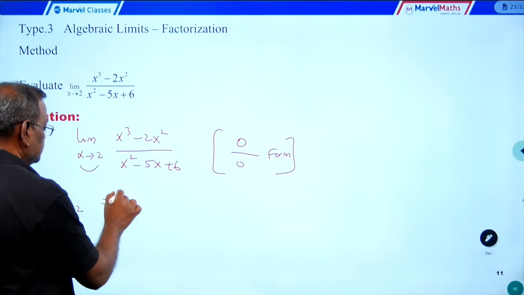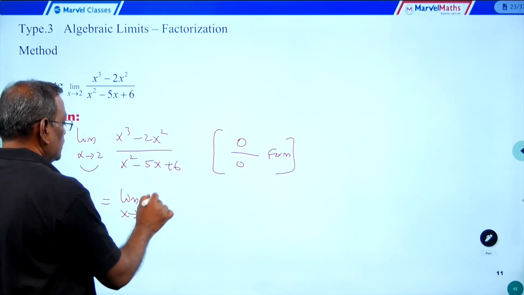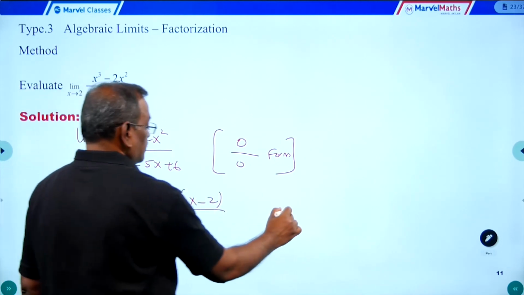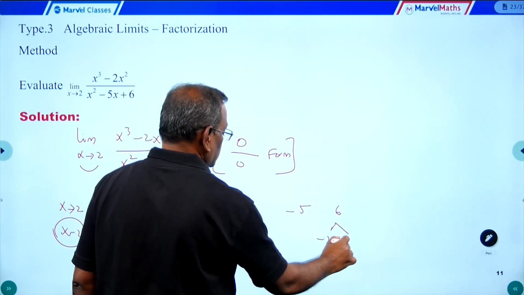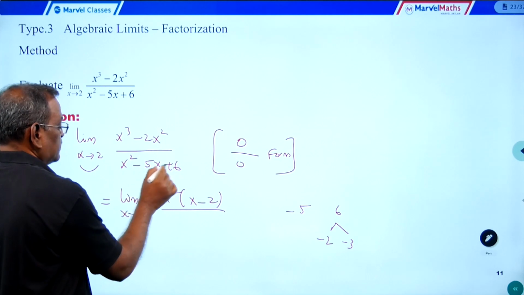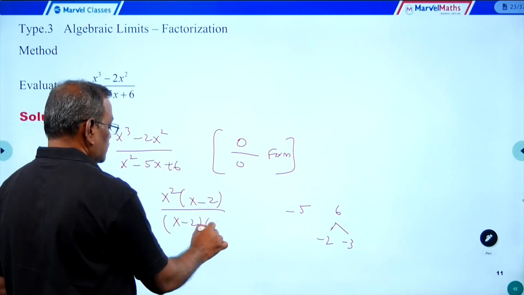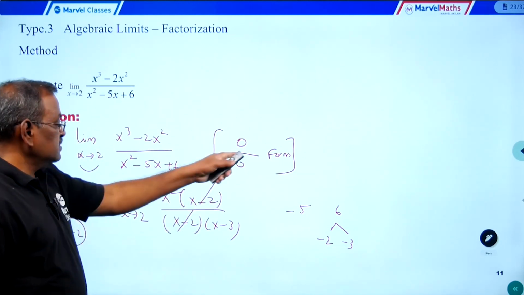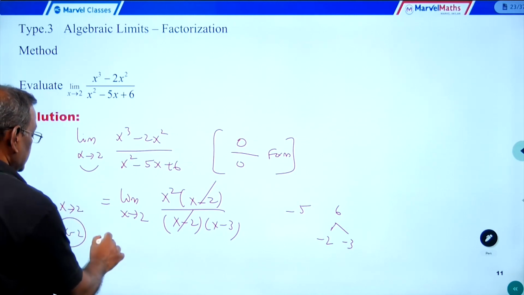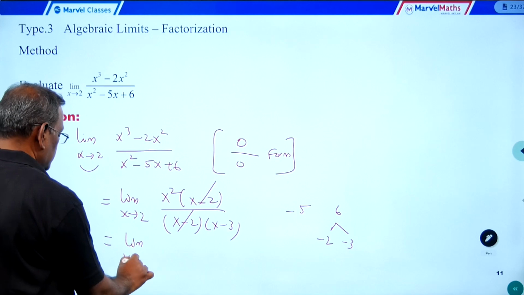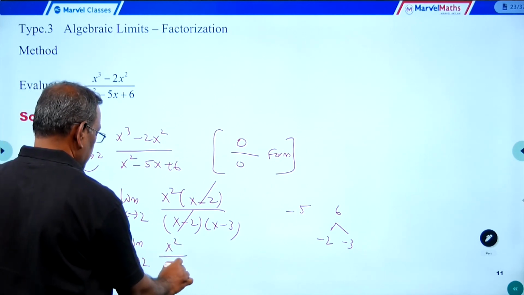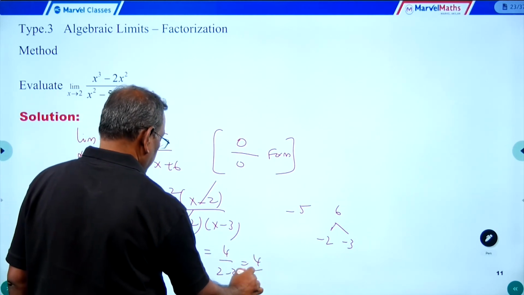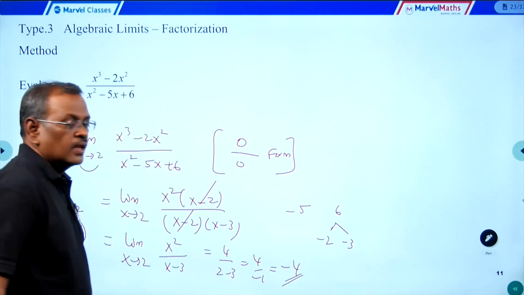So what is the next step? Limit x approaches 2, take x square from the numerator: x square into x minus 2. In the denominator, sum is minus 5, product is 6, so the numbers are minus 2 and minus 3. Therefore, x square minus 5x plus 6 can be written as x minus 2 into x minus 3. These two get cancelled. Only because of this reason, it becomes 0 by 0 in the first step. So what is the next step? Limit x approaches 2 of x square by x minus 3, put x equal to 2. So 4 by 2 minus 3 equals 4 by minus 1, which is minus 4.